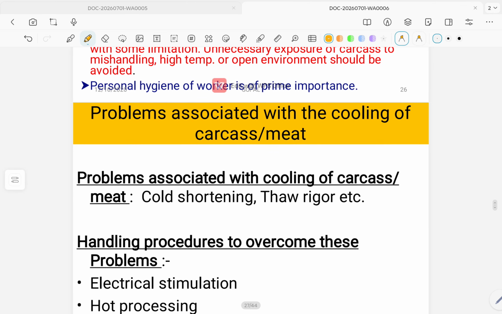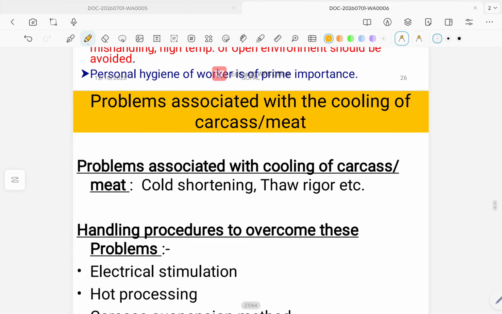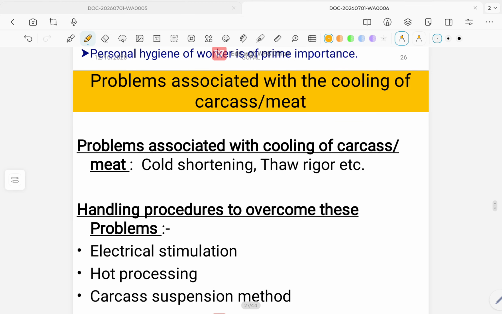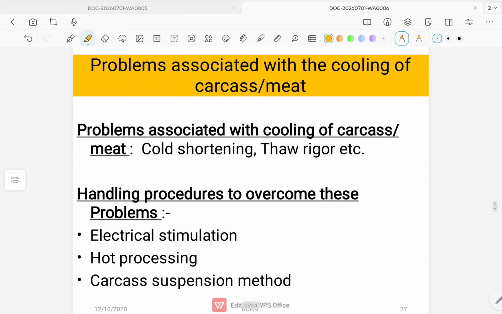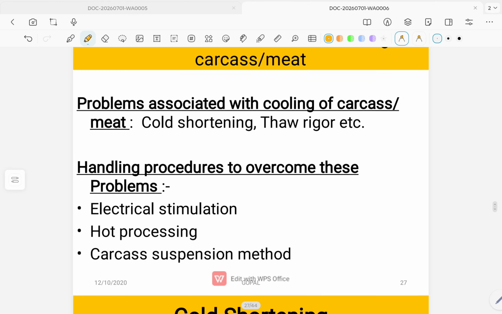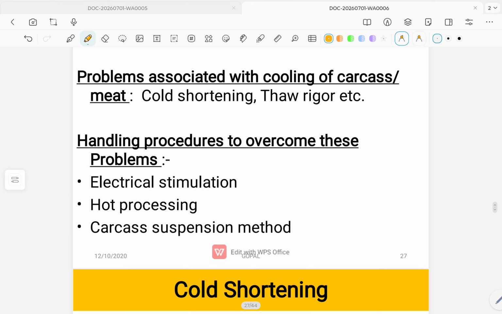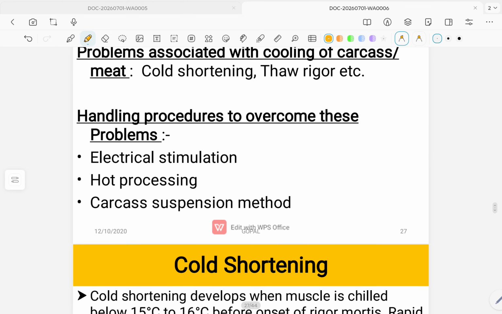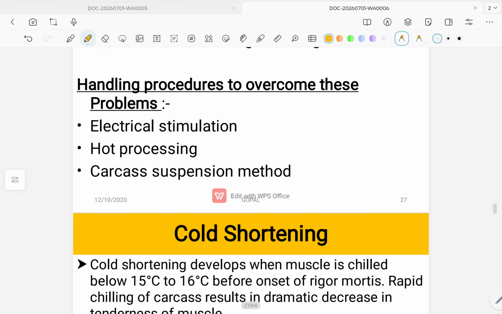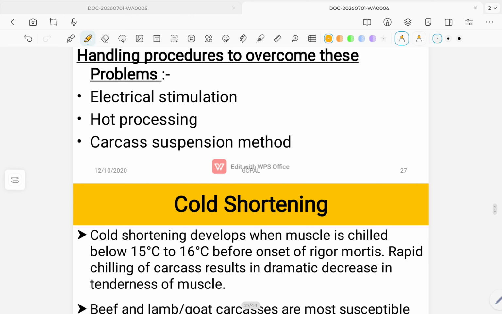Problems associated with the cooling of carcasses or meat: cold shortening, thaw rigor, etc. Handling procedures to overcome these problems: electrical stimulation for processing, and the carcass suspension method.